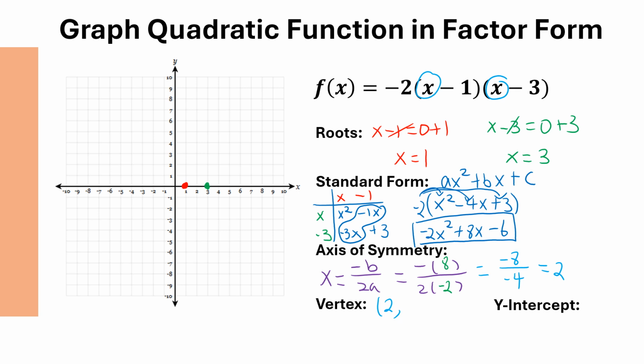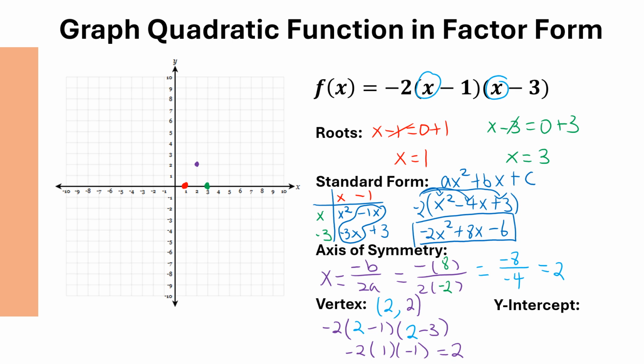So what I have here now is negative 2 times x, which is 2, minus 1, times x again, which is 2, and then minus 3. So now I'm going to simplify this. So we have negative 2 times 1 times negative 1, and that's going to give us positive 2. So that's the y value. And now we can plot the vertex, positive 2, positive 2.